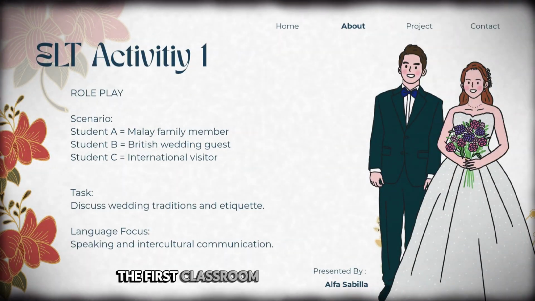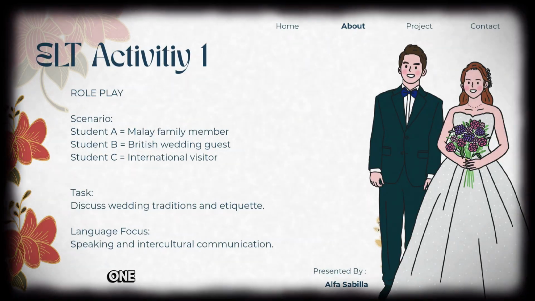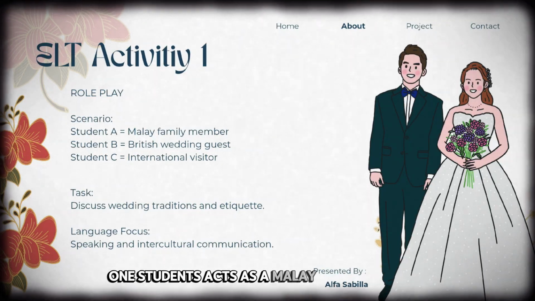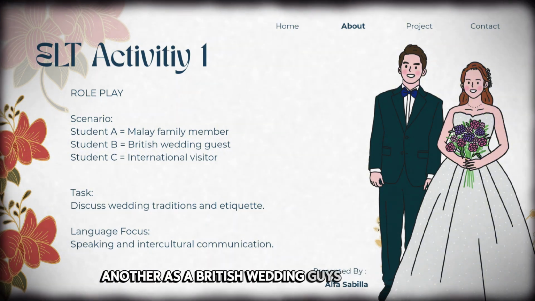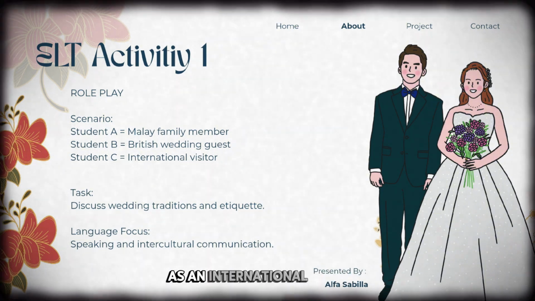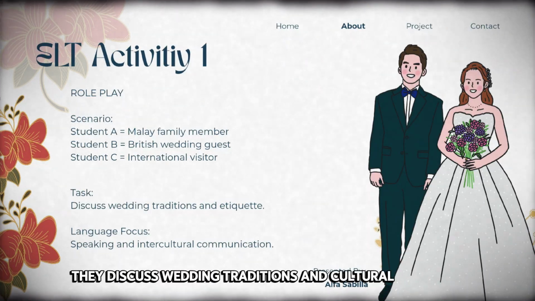The first classroom activity is a role play. In this activity, one student acts as a Malay family member, another as a British wedding guest, and another as an international visitor. They discuss wedding traditions and cultural etiquette.